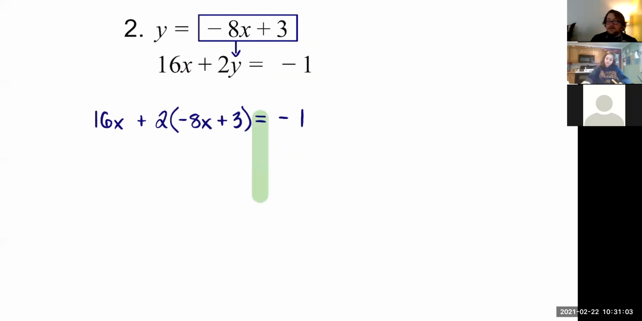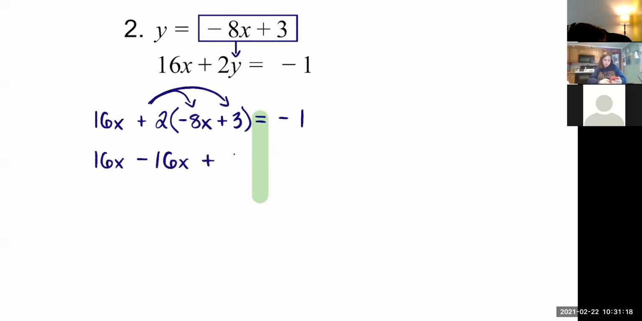What should catch your eyes first? Parentheses. The parentheses. So the 16x is going to drop down. The 2 is going to distribute in. 2 times negative 8x is going to give me a negative 16x. 2 times 3 is going to give me a positive 6, is equal to negative 1.